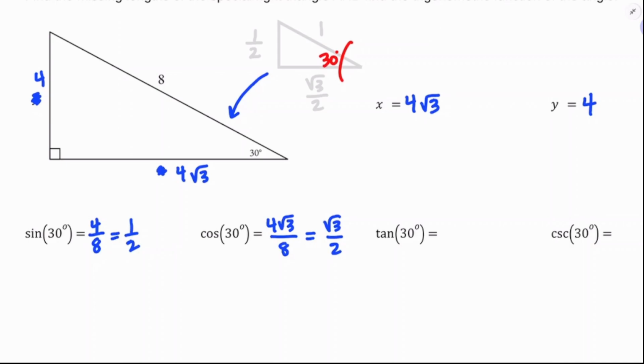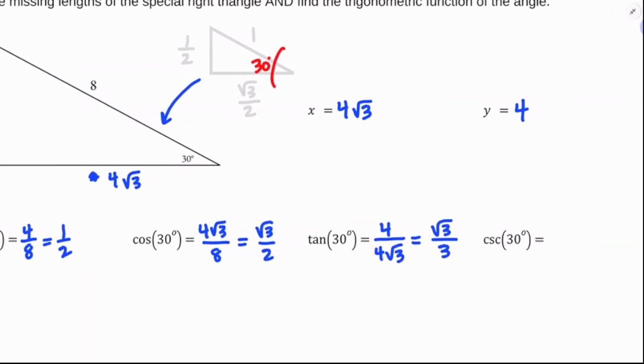Tangent of 30 is going to be 4 over 4 root 3. And that's 1 over the square root of 3, which I think I've already resolved in this video. That's going to be root 3 over 3. Yeah, that was up on the last page.